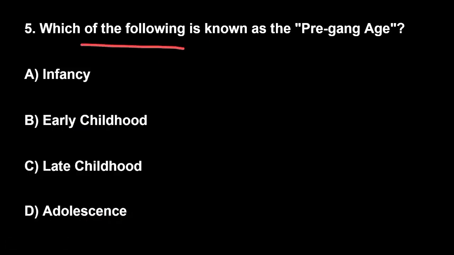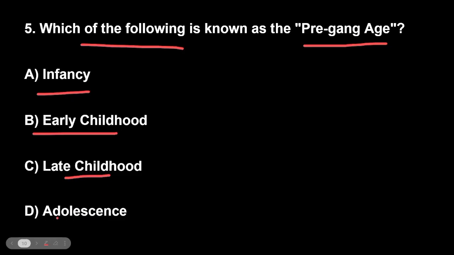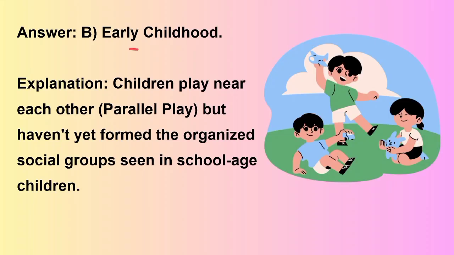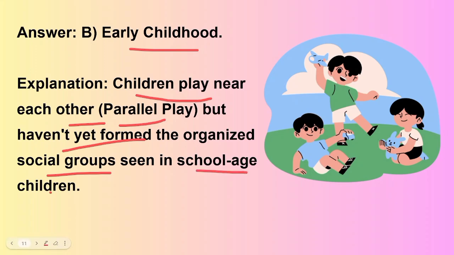Next question. Which of the following is known as the pre-gang age? Options are infancy, early childhood, late childhood, and adolescence. The right answer is early childhood, because at this stage children play near each other, as we see in parallel play, but haven't yet formed organized social groups as seen in school age children. So the right answer is early childhood.